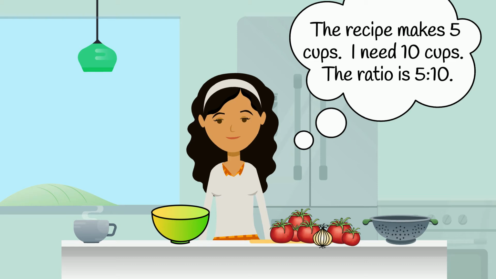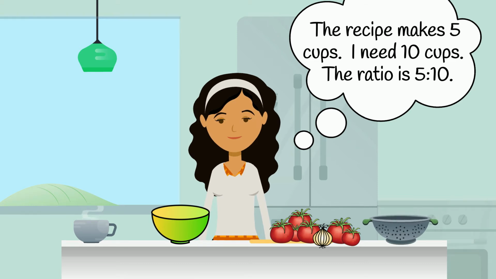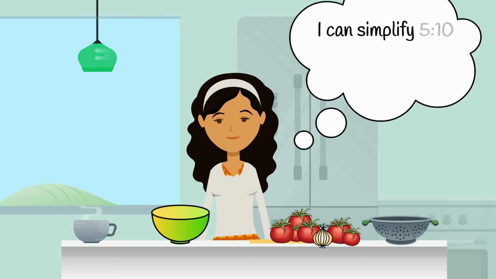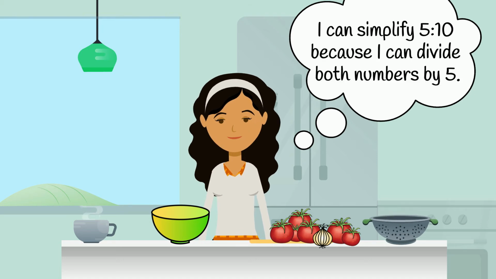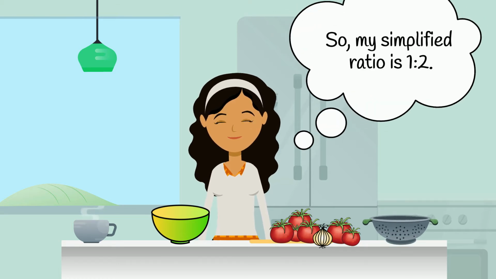If the recipe makes 5 cups, but she needs 10, that's a ratio of 5 to 10. Margarita knows that simplified ratios are easier to work with, so she divides both numbers by 5 to simplify. Her simplified ratio is 1 to 2.